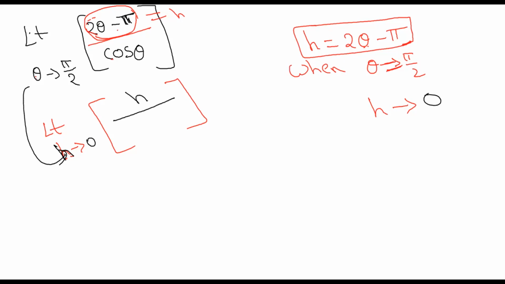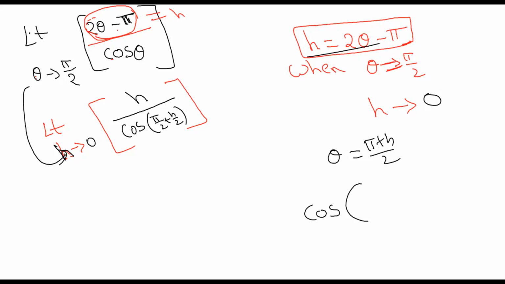Now what is the theta value? If h equals 2 theta minus pi, then theta equals pi plus h by 2, that is nothing but pi by 2 plus h by 2, correct? Now this one, cos of pi by 2 plus theta. Whenever there is 90, cos becomes sine.